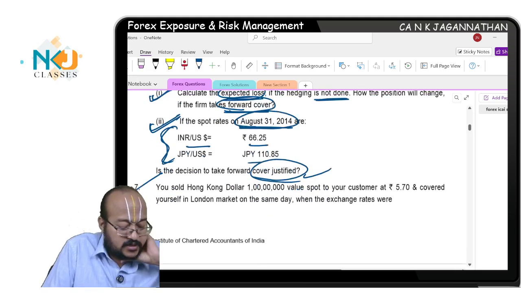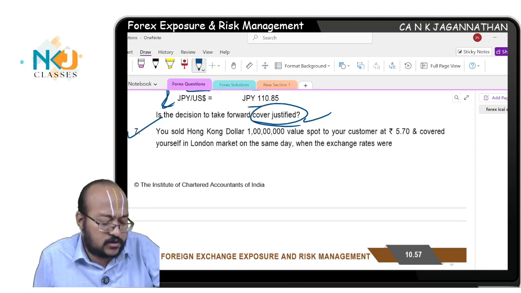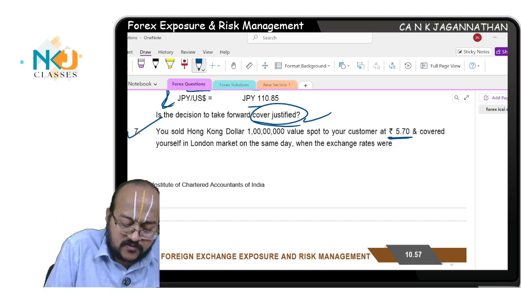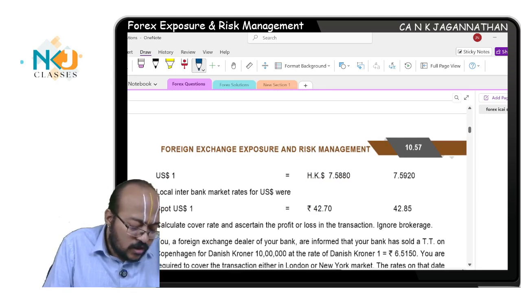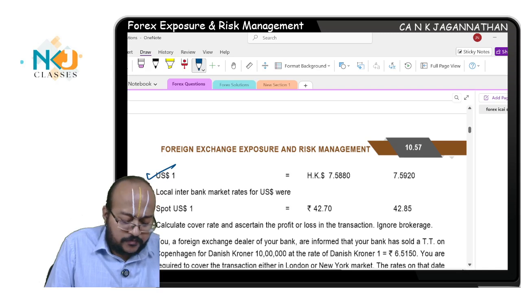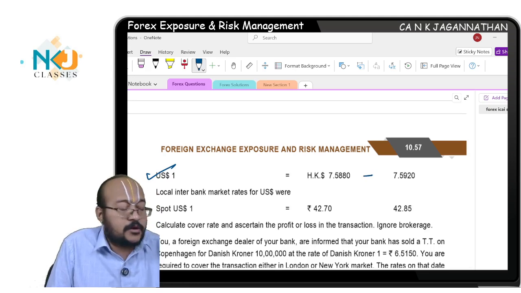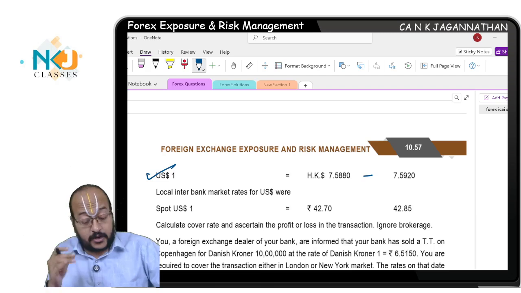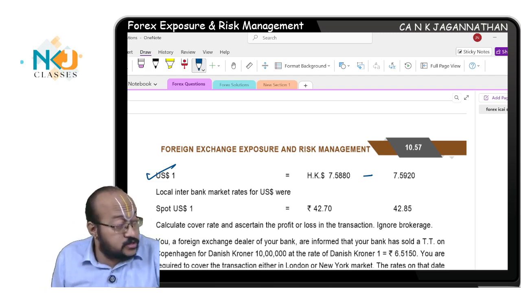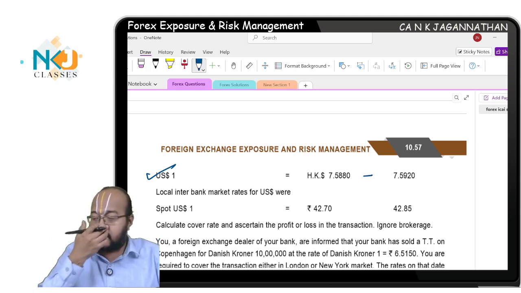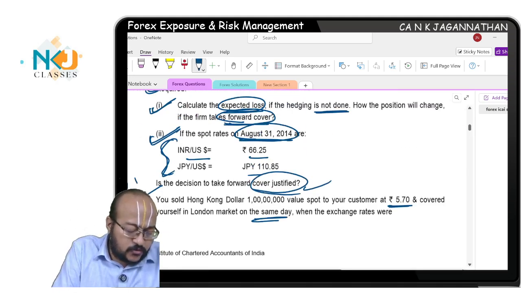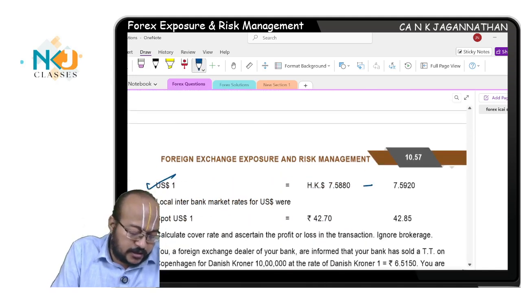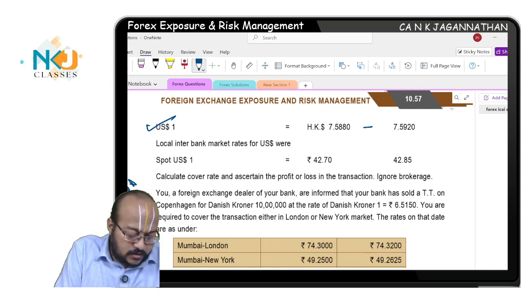Take question number 7. Next, you sold Hong Kong dollar 1 crore value spot to your customer at 5.7 and covered yourself in London market on the same day, when the exchange rates were US dollar, Hong Kong dollar 7.88 hyphen 7.592. Here bid and offer rate is given. Very, very important. Bid and offer rate given, and direct quote is also not given. Cross rate you should consider, bid and offer as well as to be understood. So very good quality question. Mark it as important. Question number 7 and 8 are of good quality. Cover deal questions. I will explain also briefly the concept and we will move on.